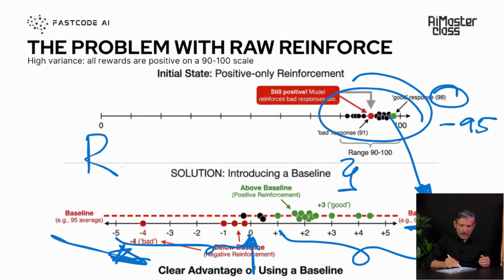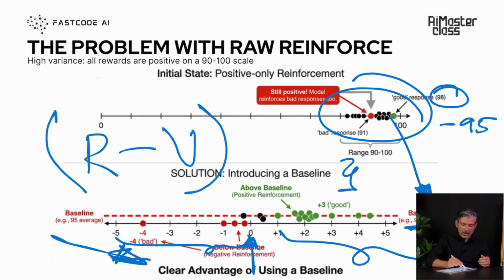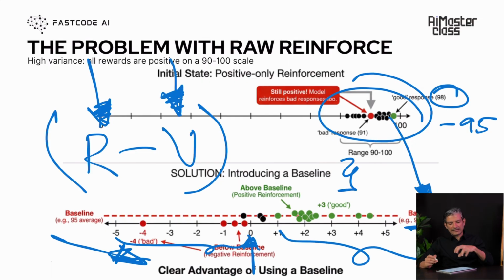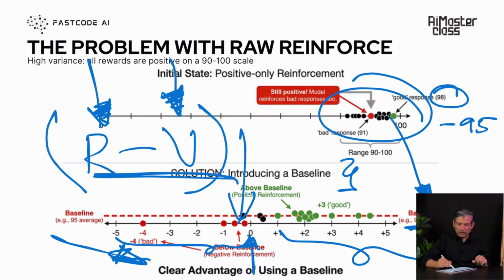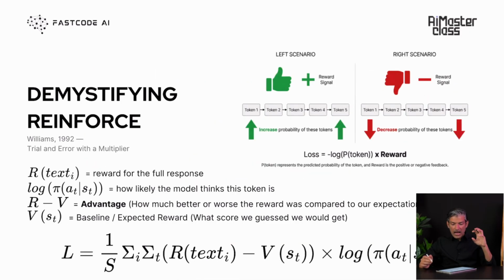So again, it's r minus v. R is my reward that we've been talking about. V is this value function that I've been talking about. So V is essentially the average that we subtract from R to bring it to the origin. But how do we do it? How we do it is really interesting, but let's first just formalize it.